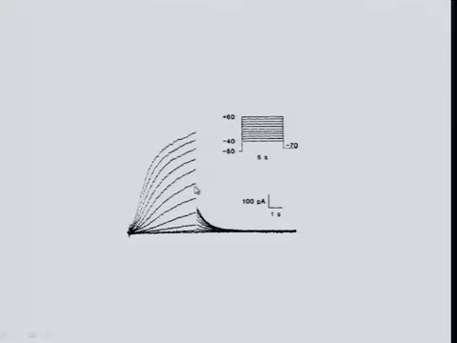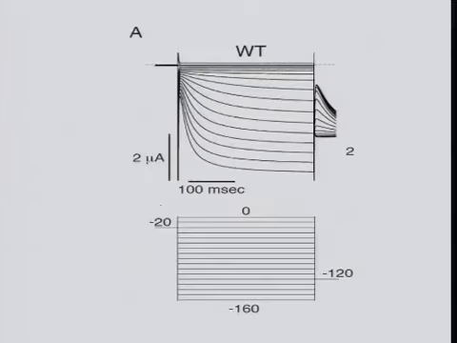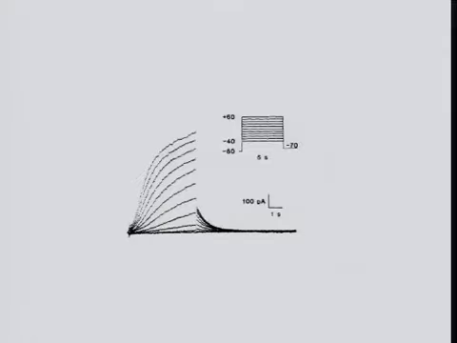As long as it's open, it's fine. If it's depolarized, it'll get more and more open over a very long time course. And if you repolarize, that activation gate shuts down in the process known as deactivation. And so it deactivates at negative potentials. It does so slowly. Slowly is the important part of it. So this is what it looks like.